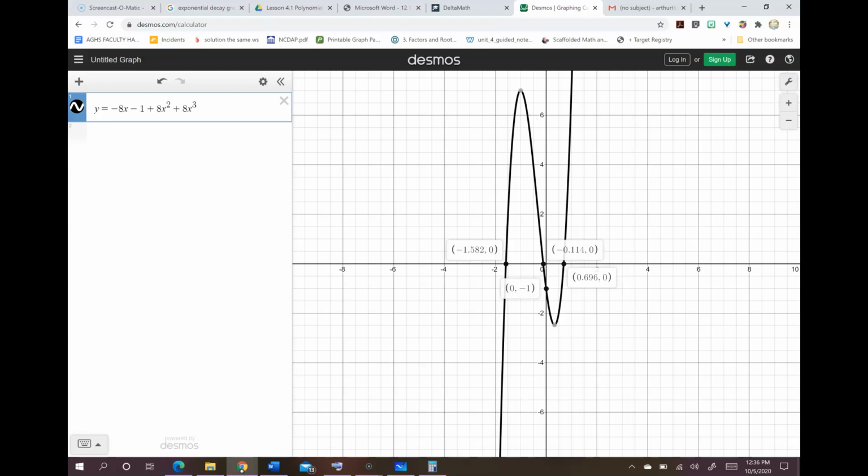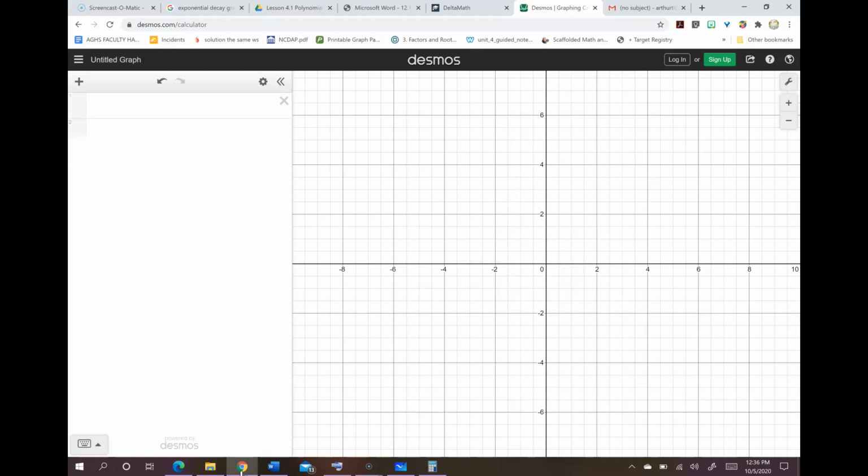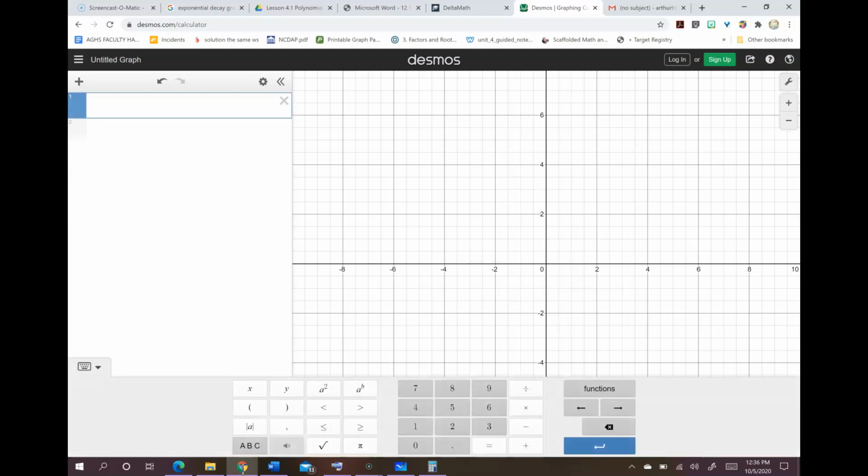Now, do you see how your y-intercept is negative 1? Who's my constant term? Negative 1. So that's just a cheat way. I'm not going to write these on that page because you can just use it when you go into Delta Math.